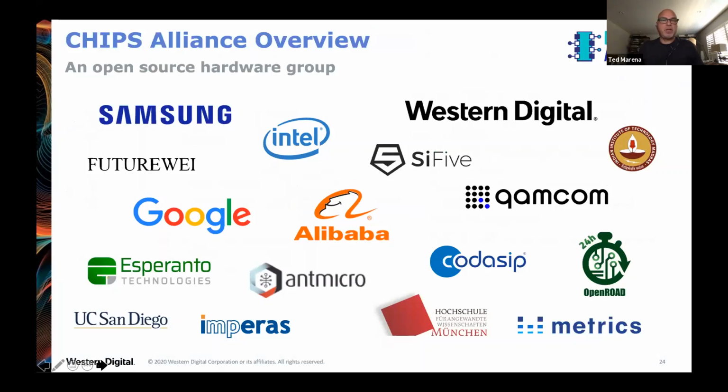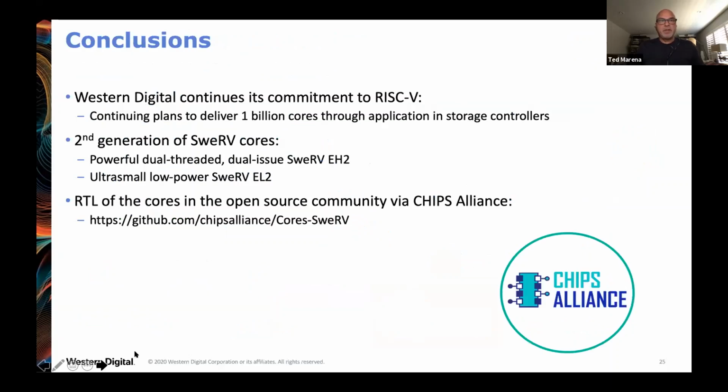These are some of the companies that are part of CHIPS Alliance. I think there's one or two missing, but you get an idea here of all the organizations that are participating. Not all of them have input on Swerve, but a number of them are working on it. So that's just something to keep in mind. And this brings me to the end, and I'll conclude here and turn it over to Kunling and John.